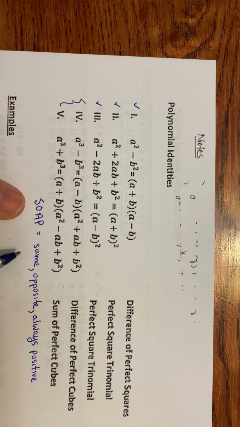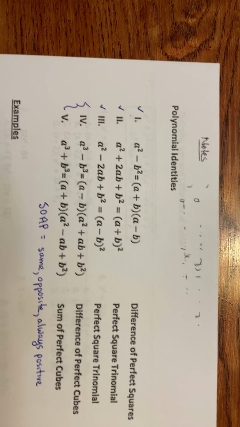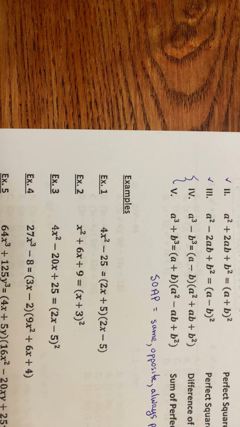Okay, that just refers to the sign. Minus is the same, plus is the same. This sign here is the opposite of the first set of parentheses, or the original, and the last sign is always positive. All right, so let's take a look at a couple examples, things that we've already done.